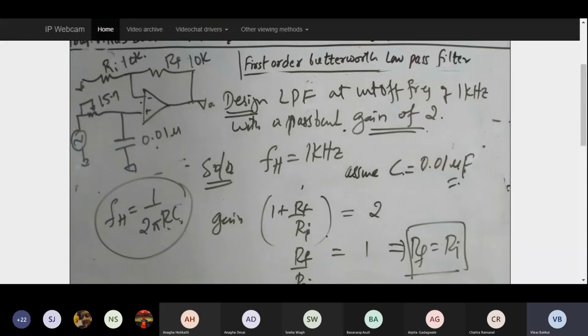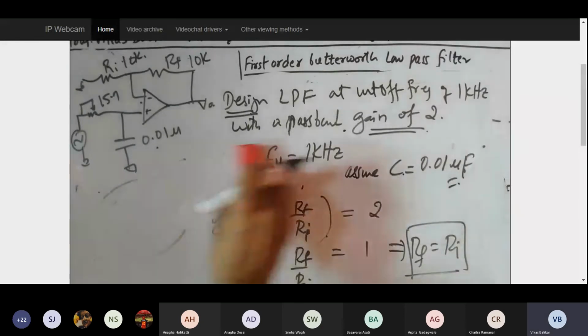Now one last thing. Let's say I want to change the cutoff frequency itself. For the same thing, if he says to convert the 1 kilohertz cutoff frequency of the low pass filter which you have designed over here to, let's say, 1.6 kilohertz.